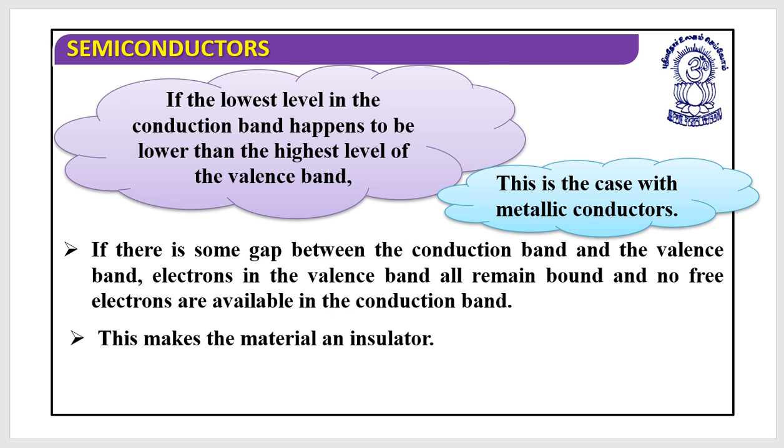So if the lowest level in the conduction band happens to be lower than the highest level of the valence band... And if there is some gap between the conduction band and the valence band, electrons in the valence band all remain bound, and there are no free electrons available in the conduction band.